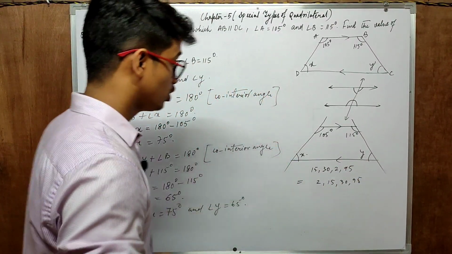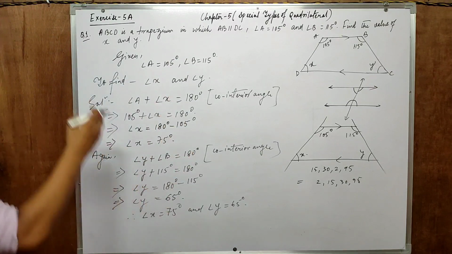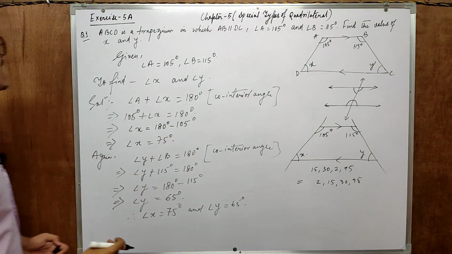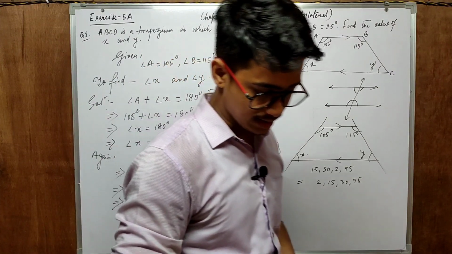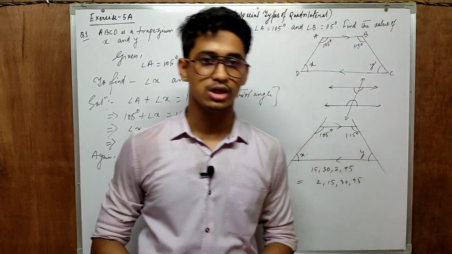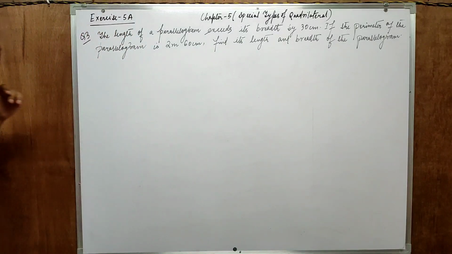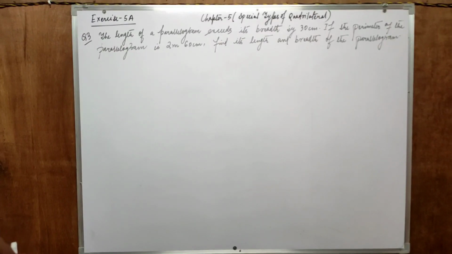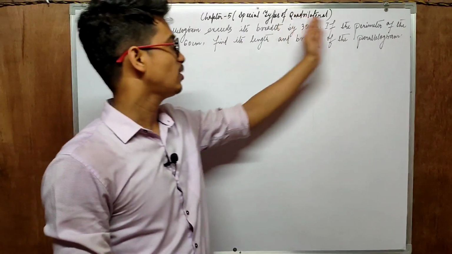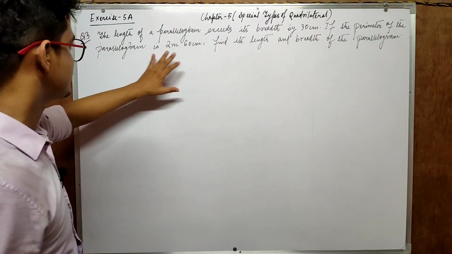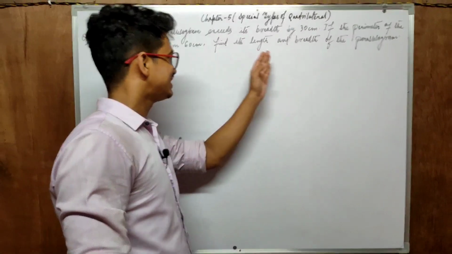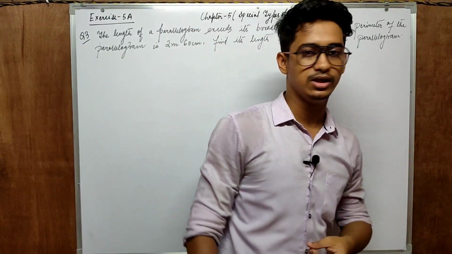All right, so that's all for question number 1 of exercise 5A, and then we will move on to question number 3. Question number 3 says that the length of a parallelogram exceeds its breadth by 30 centimeter. If the perimeter of the parallelogram is 2 meters 60 centimeter, find its length and breadth.